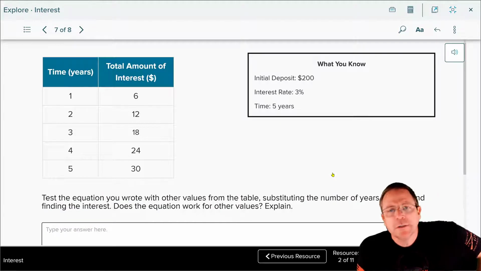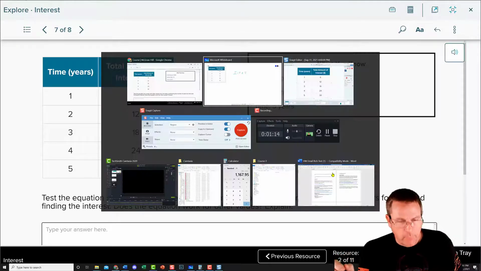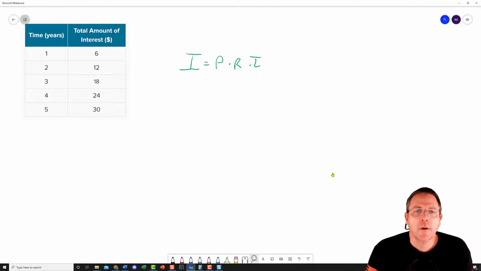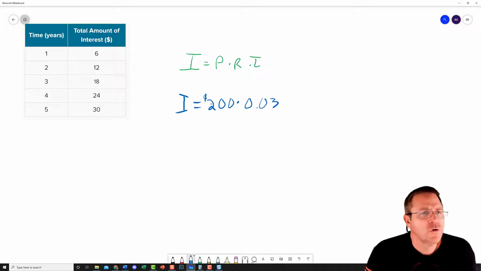Now the textbook wants us to test that formula on the other data in the table and see if it works. So we're not going to make you test them all, but I do want to test a couple of them. I've gone over to the formula I have here, interest equals principal times rate times time, where now I can say, well, interest is equal to the principal we said was $300, nope, $200. So $200 times the rate was 0.03. And what time do you want to use here? 1, 2, 3, 4, or 5 years?